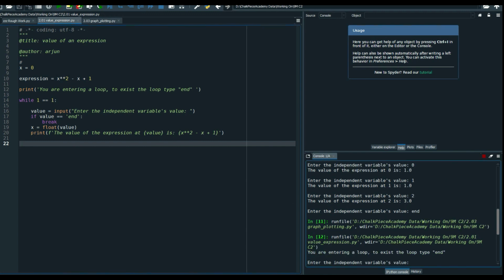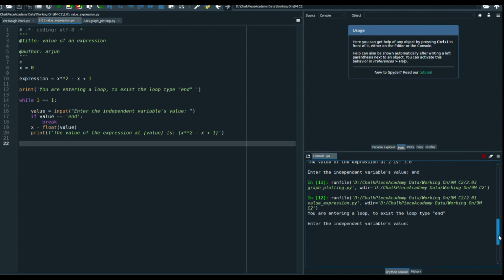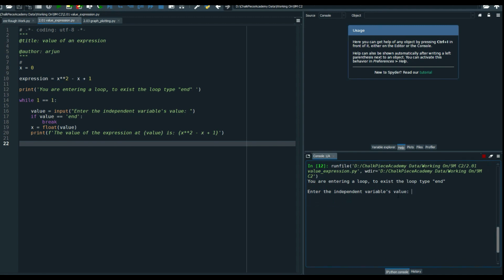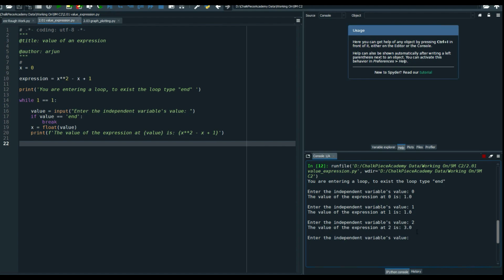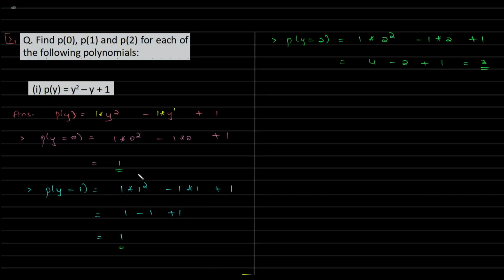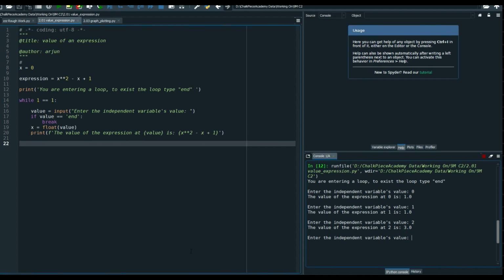So let's execute this. We are going to enter 0 and the answer is 1, correct. When we have an input of 1, the answer is 1 again, that's correct. When you have an input of 2, the answer is 3, that's correct. 1, 1, 3. Okay, so all these are verified.